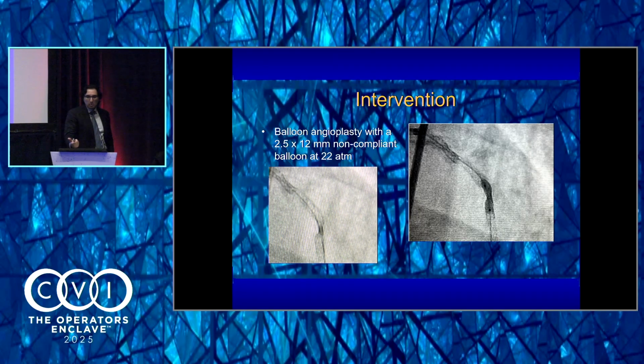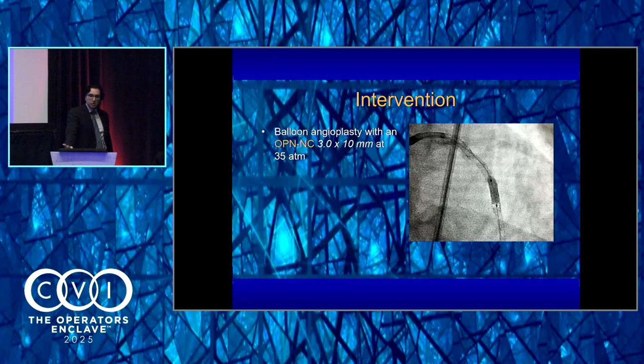So then I took a shorter, 2.5 by 12 standard non-compliant balloon at high atmospheres, and you can see there's still a significant waist there. Using an OPN balloon, a 3.0 by 10 millimeter at 35 atmospheres, nicely expanded that lesion.